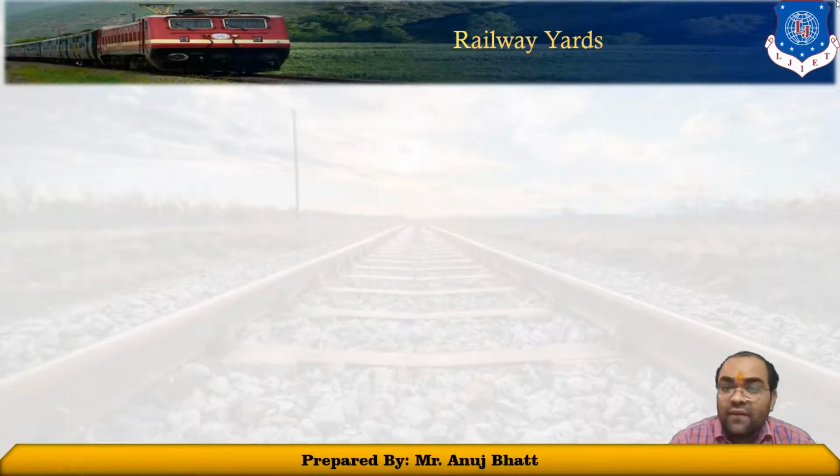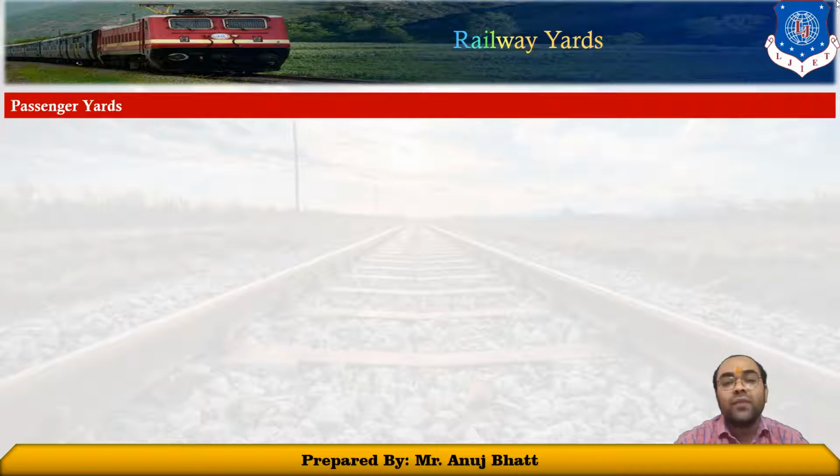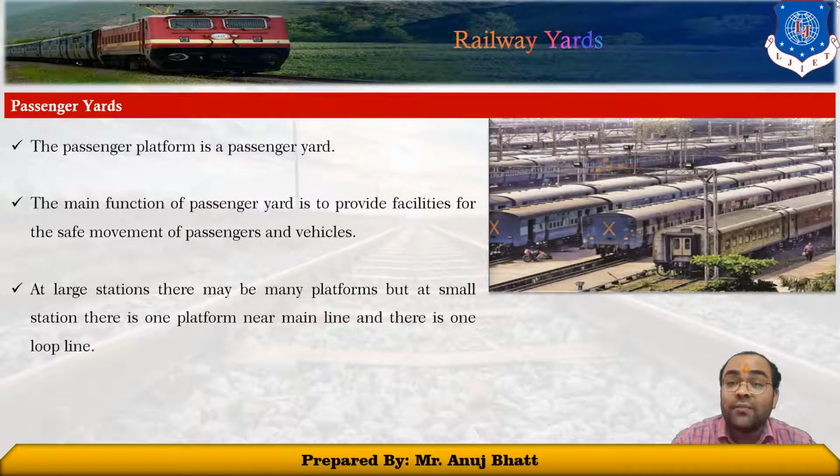Starting with the first one, that is the passenger yard. The passenger platform is also known as the passenger yard. The main function of this passenger yard is to provide facilities for the safe movement of the passengers as well as the vehicles. At some large stations, there may be many platforms, but at small stations, there is only one platform near the main line, which we can consider as a loop line also. So that was a brief about the passenger yard.